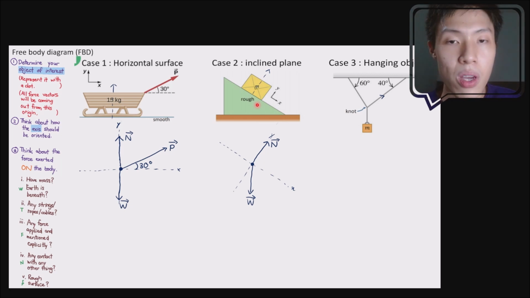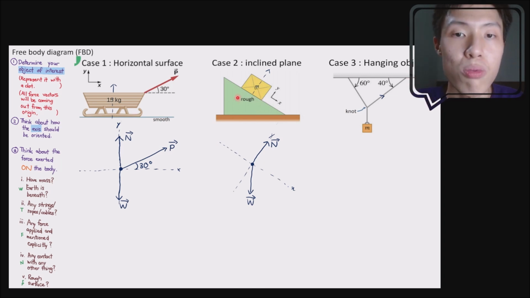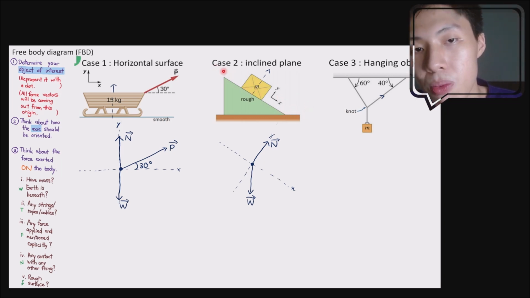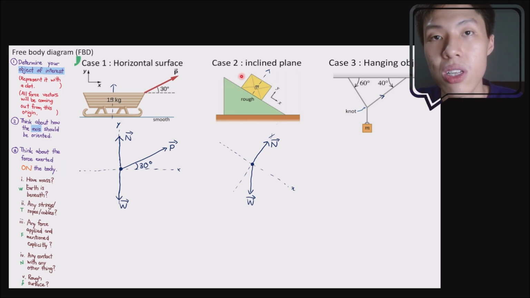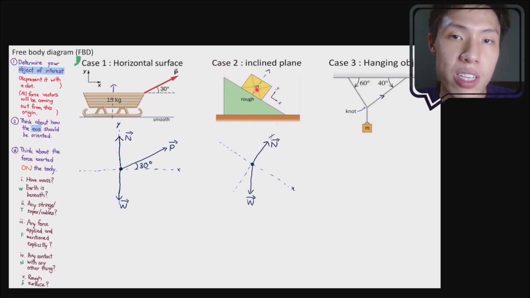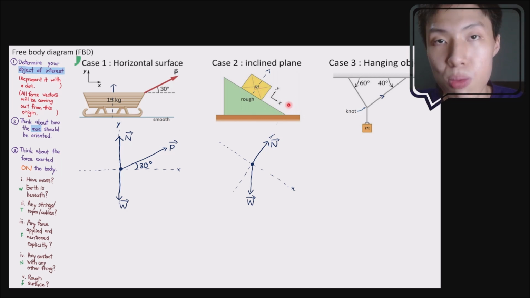But what direction? Well, you assume this rough surface here is a smooth surface. If you imagine it to be a smooth surface, then where will the parcel move? Or where will the parcel slide towards? The parcel will slide downwards, right? In this case, the friction is in the opposite direction, which is upwards, up along the slope. This direction here will be the direction of the friction, because it's opposite the direction where the object tends to slide if the surface is smooth.